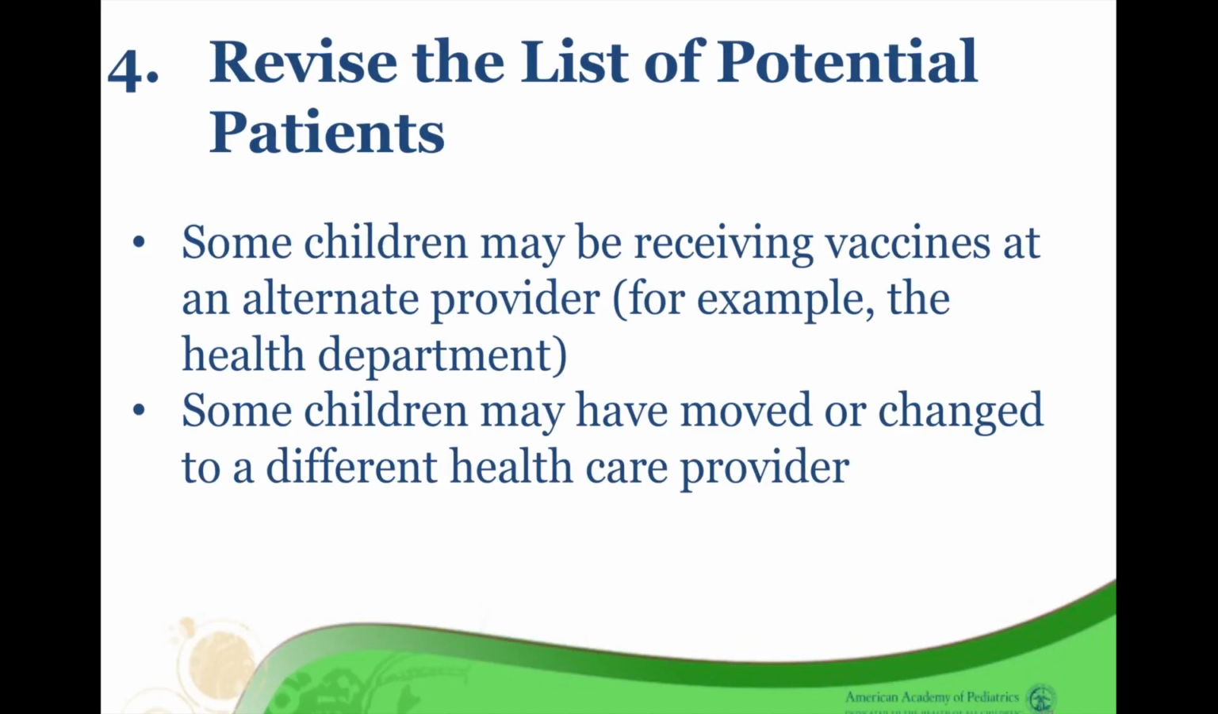Fourth is to revise the list of potential patients. So some children may no longer be coming to your practice and may be receiving vaccines at an alternate provider, for example, the health department. Other children may have moved or for other reasons are at a different healthcare provider.